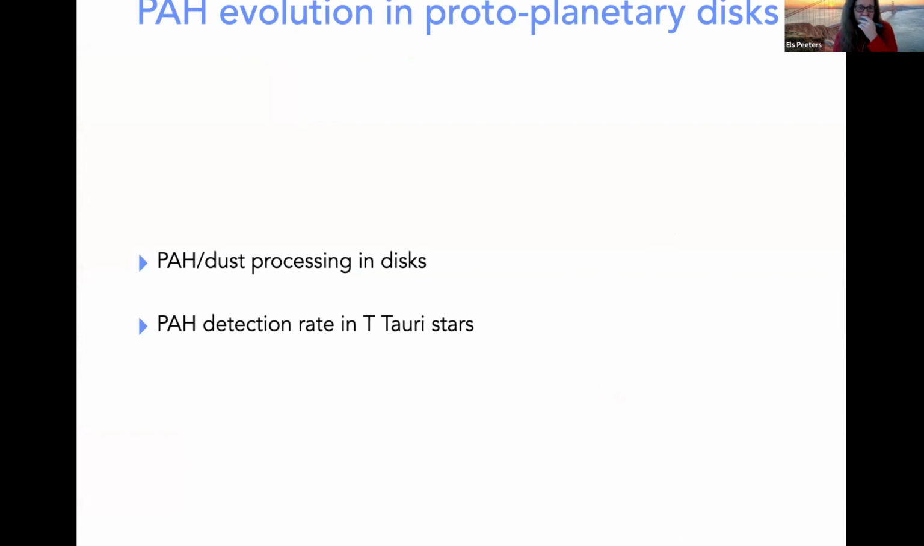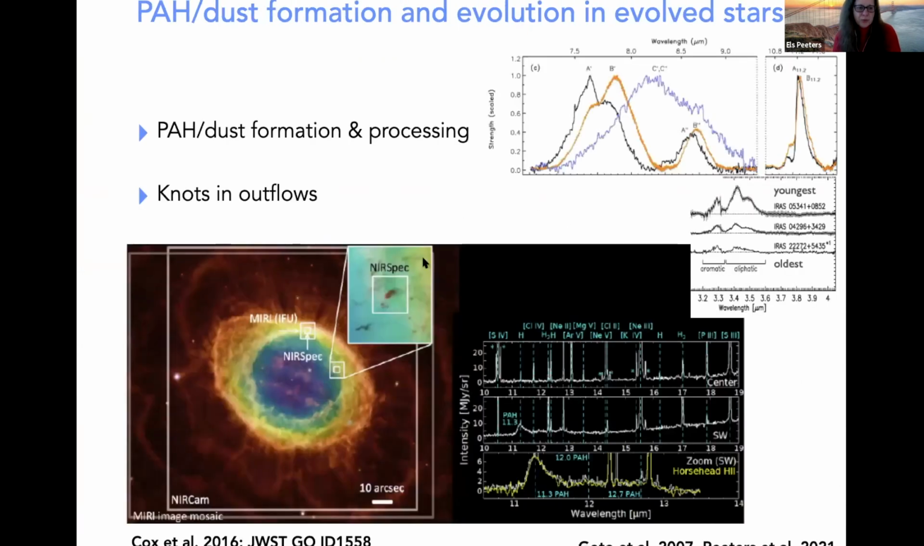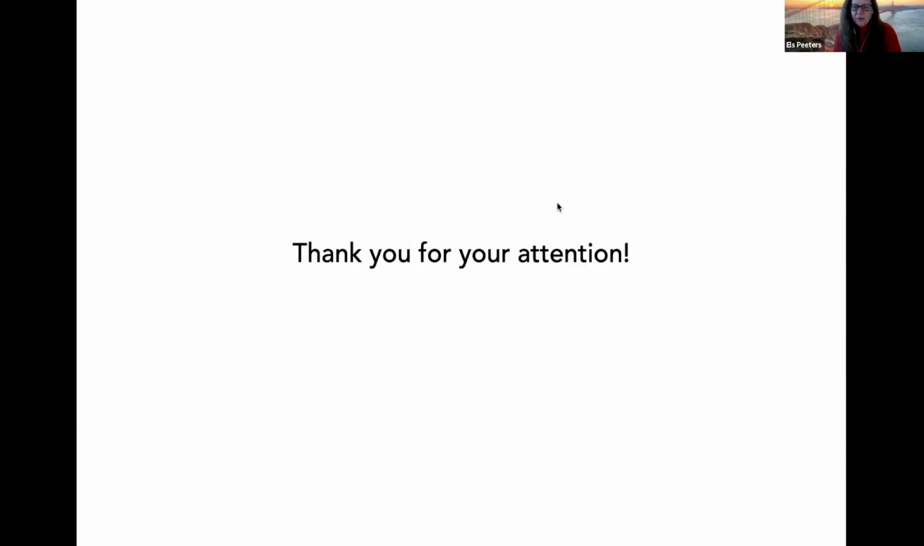I won't say much about PAH evolution in protoplanetary disks because you had already various talks about protoplanetary disks, but I do want to mention that, both for the disks and in evolved stars, you have different types of molecular emission characteristics. And so now you can actually probe, especially with ground-based observations where these evolved stars are too bright for JWST, how the PAHs and dust form and are processed. And with this, let me thank you for your attention.